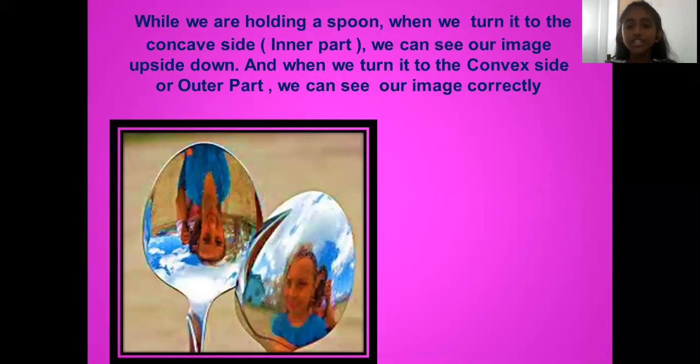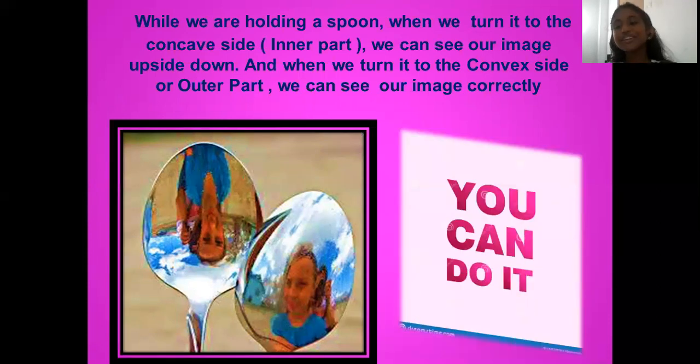While we are holding a spoon, when we turn it to the concave side or the inner part, we can see our image upside down. And when we turn it to the convex side or the outer part, we can see our image correctly. You also can do it by taking a shiny spoon.